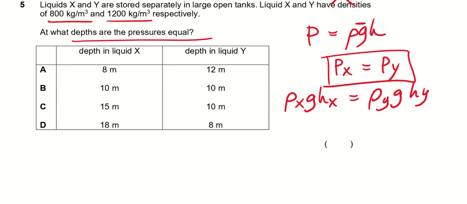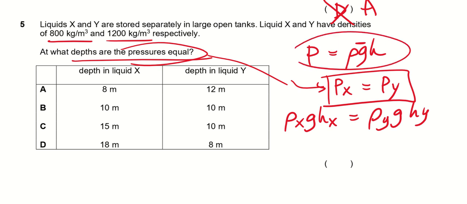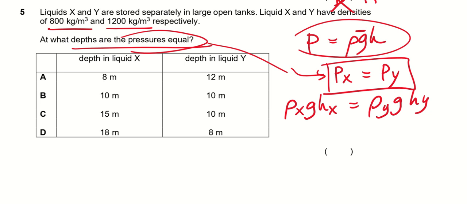In this case, now we have two cases of different density liquid, but they are asking us to find where the pressures are equal. That means I arrive at this thing called Px equals Py. Then we change Px into the formula so that we can input all the data in. So rho x g I can cancel because they are both the same. Hx equals rho y Hy.